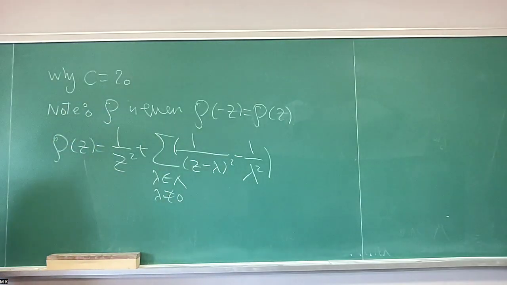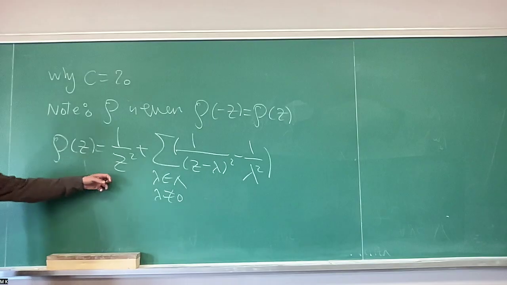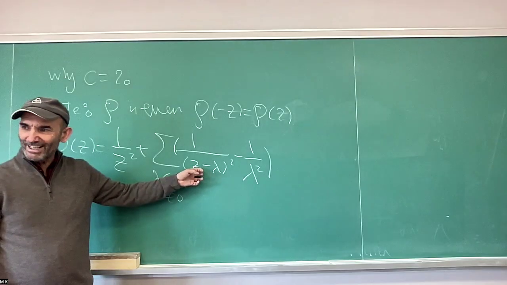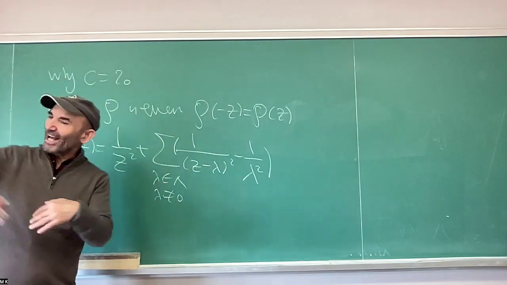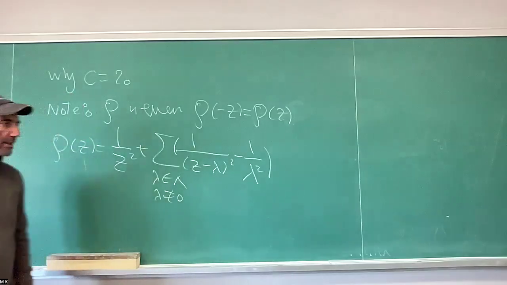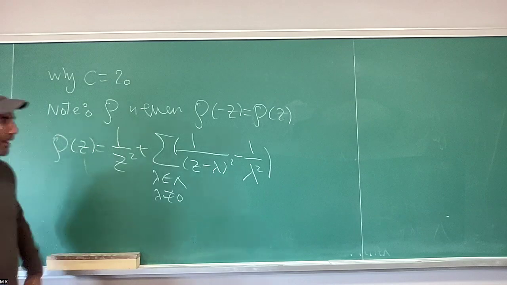Now, if you change Z to minus Z, you're going to get the same value. You can use negative lambda, but negative lambda and lambda are the same thing on the lattice. This is a kind of group property, actually. Exactly. So that's okay, excellent.